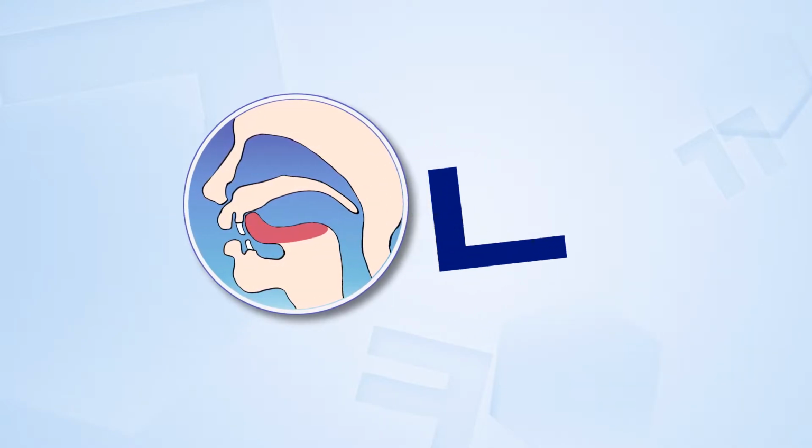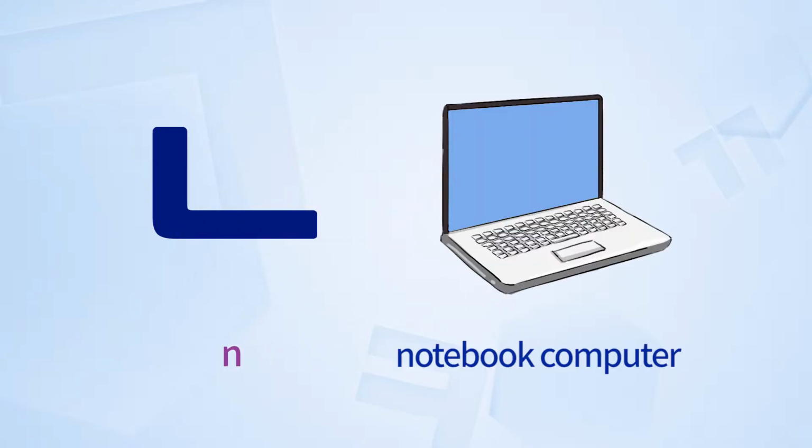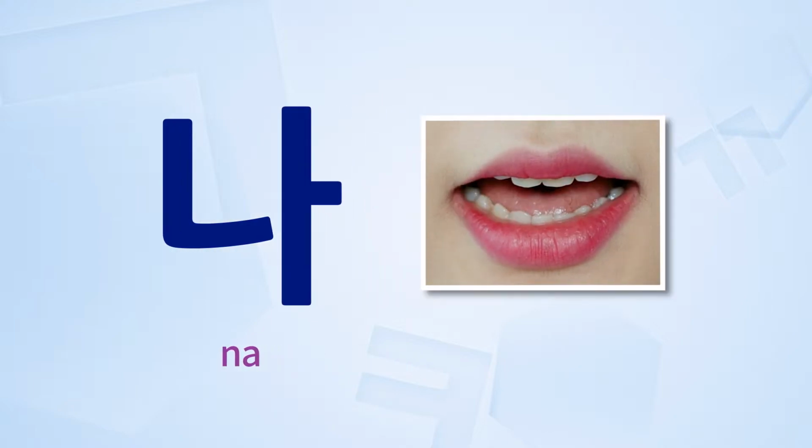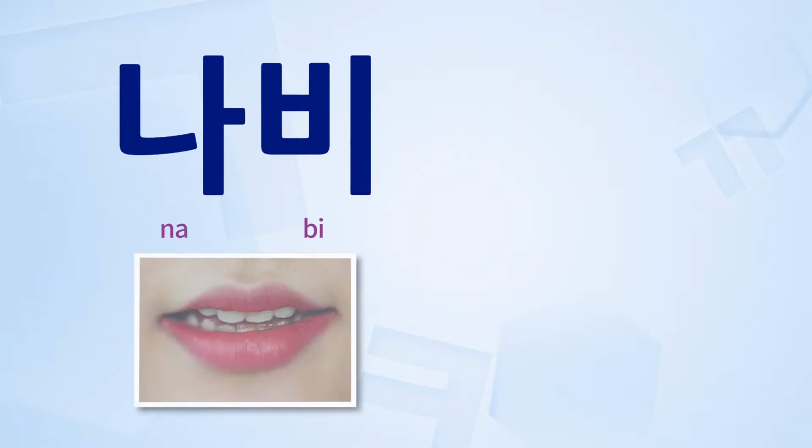The letter 니은 represents the shape of the tongue against the back of the front teeth when producing the sound. Shaped like a notebook computer, n is a nasal sound pronounced similarly to n in notebook. When a is added to n, it becomes the syllable na. When bi is combined with na, it becomes nabi, which means butterfly.